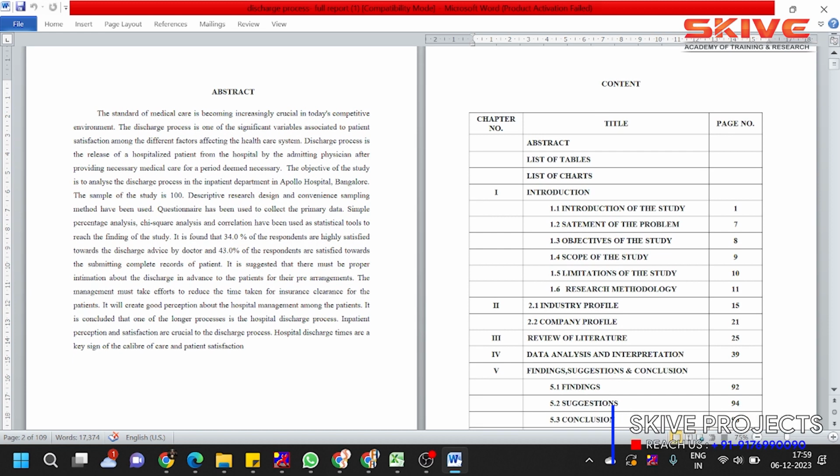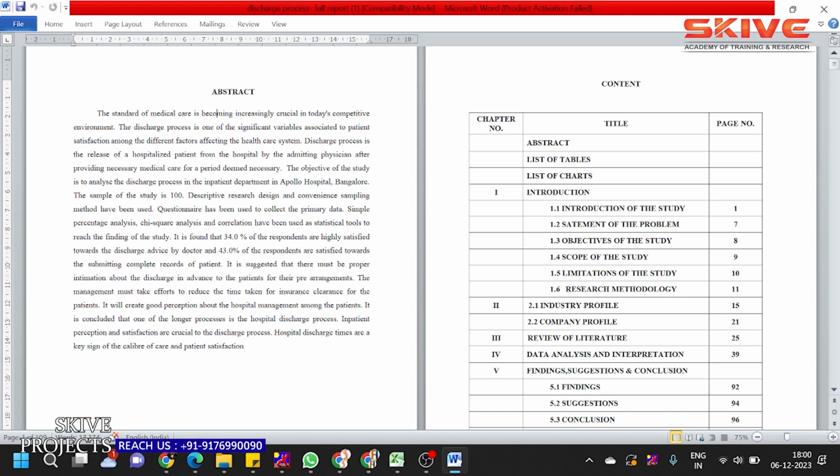So as usual, first the abstract. The abstract was given in detail. The medical care department is one of the crucial departments in today's healthcare industry. So this project is going to analyze the discharge process in the inpatient department of a particular hospital. That is, we have taken a case study of Apollo Hospital from Bangalore location.